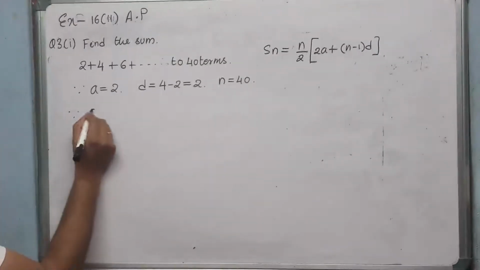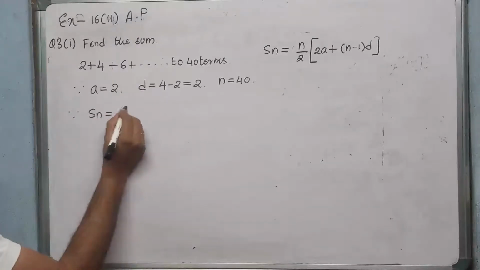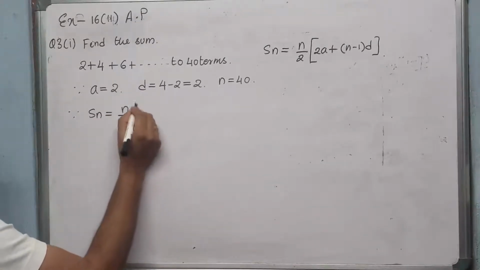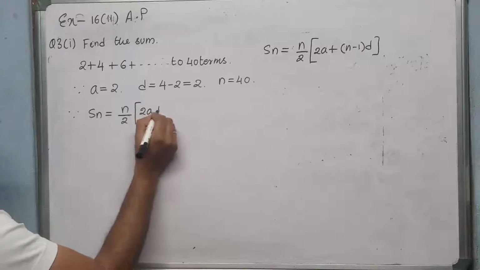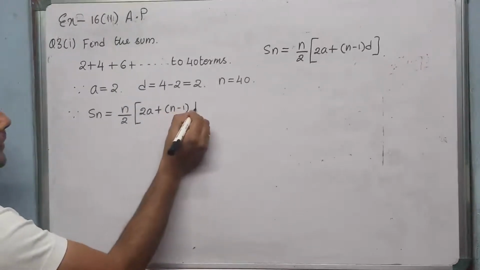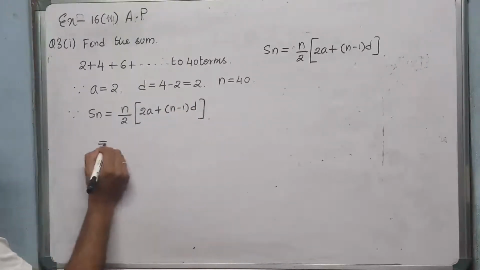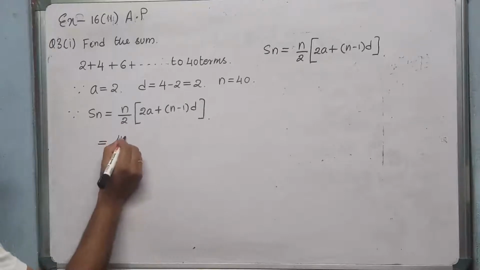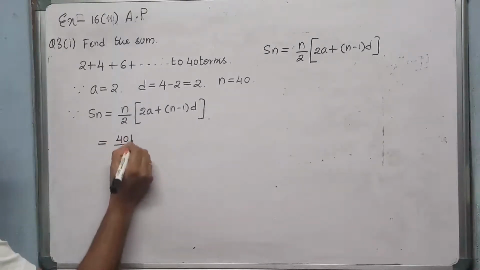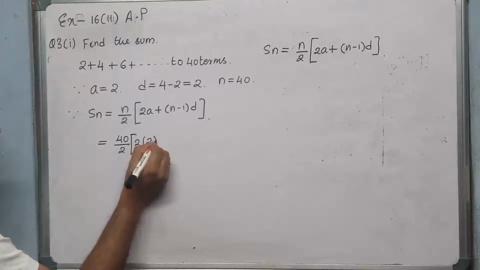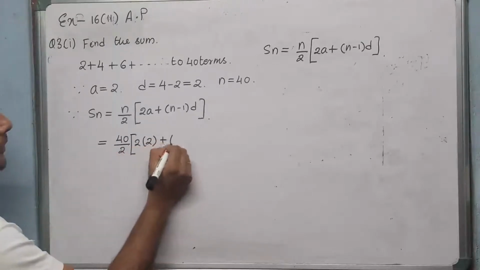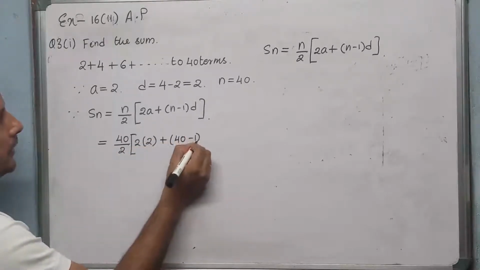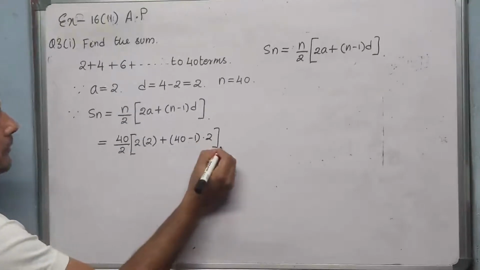Then Sn, the sum of n terms, is given by n by 2 into (2a plus (n minus 1) into d). Now substitute the respective values. n is 40, so 40 divided by 2, into 2 into a, which is also 2, plus 40 minus 1 into d, which is 2.